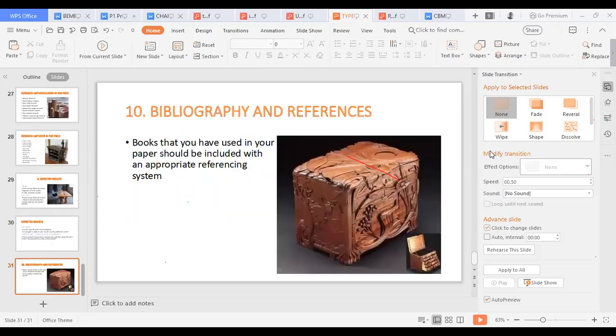Then in the end, you look at your bibliography and your references. It's homework for you guys. Go and find out the difference between a bibliography and a reference. But at the end of the day, you will need to include the books that you have used in your particular research proposal. Those books that you just consulted for your research should also be included, and those that you actually quoted from and everything.